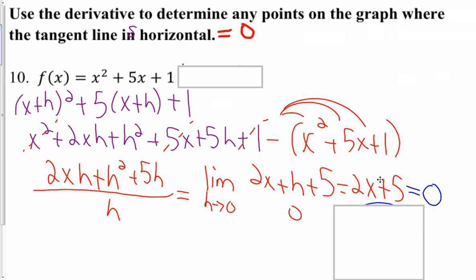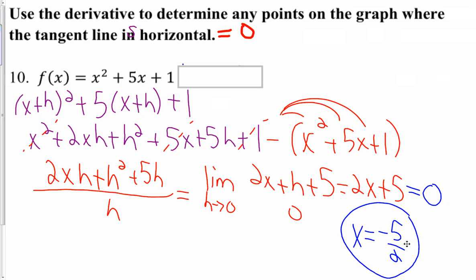And then we set that equal to 0. So subtract 5, divide by 2, and x is negative 5 halves, which would technically be our minimum for this equation. That'd be the x value where our tangent line is horizontal.